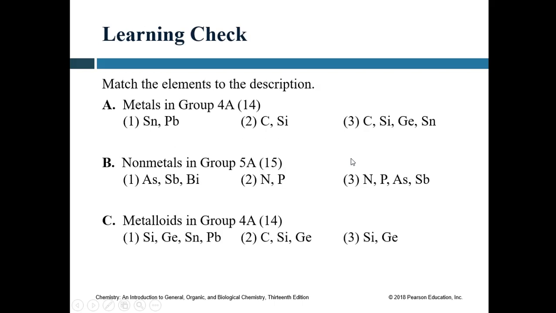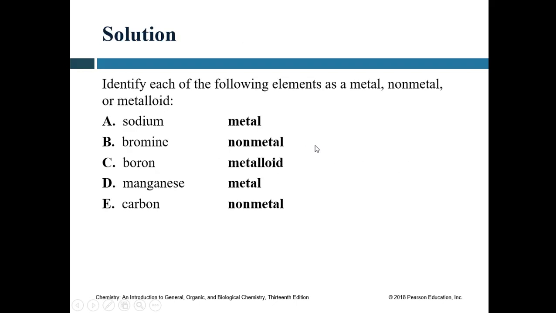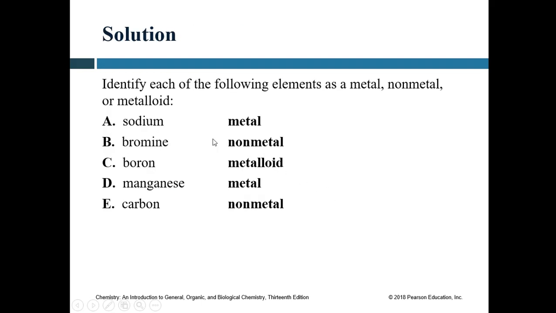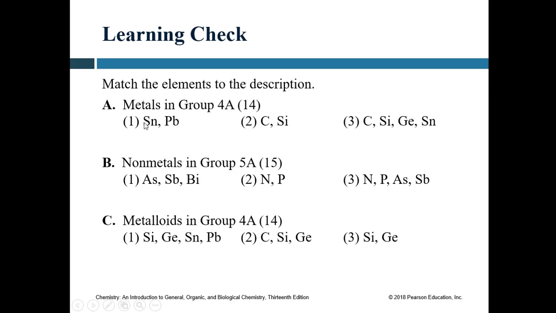So you'll notice that. Okay, so learning check: match the elements to the description. Metals in group 4A, let me go back to this periodic table. Group 4A is right here, and so that would be our tin and our lead.